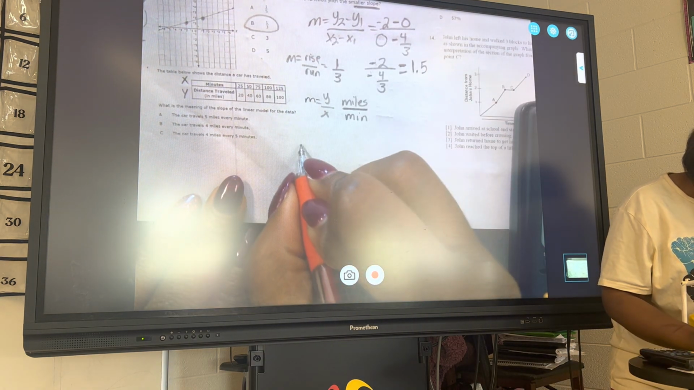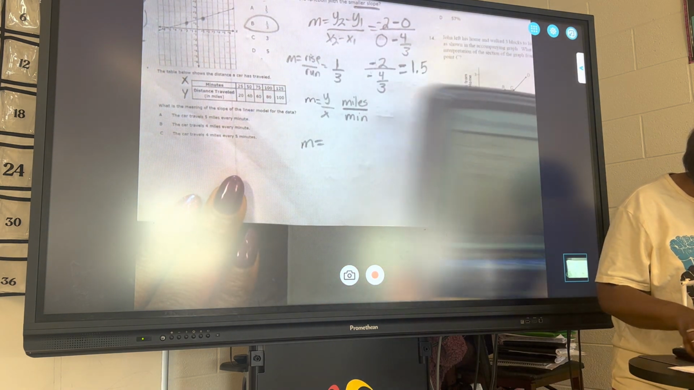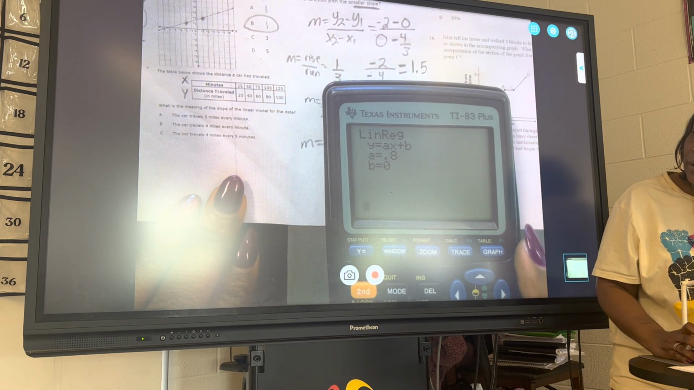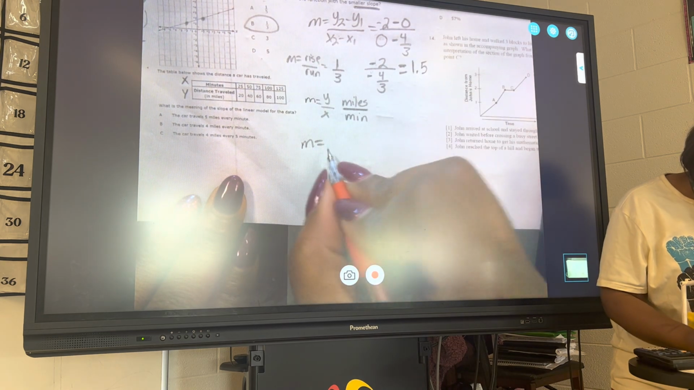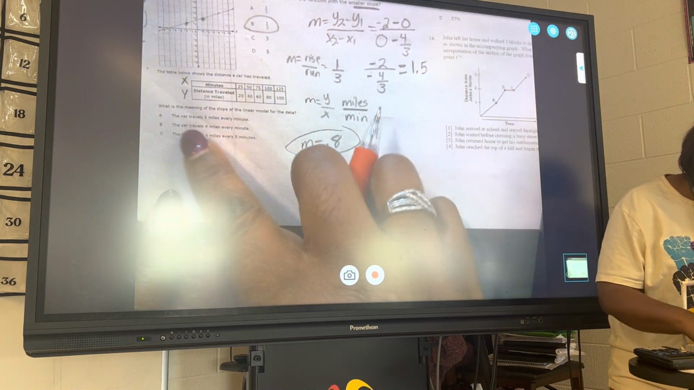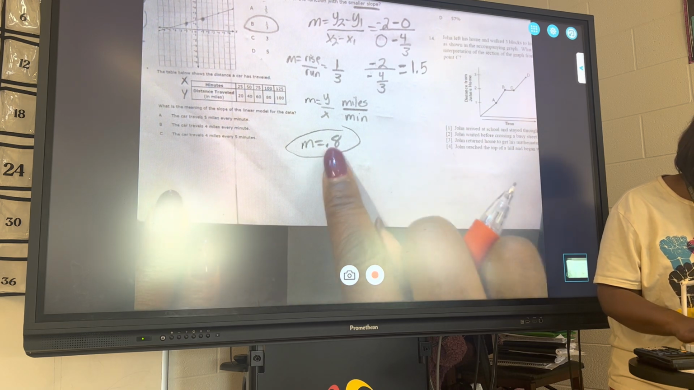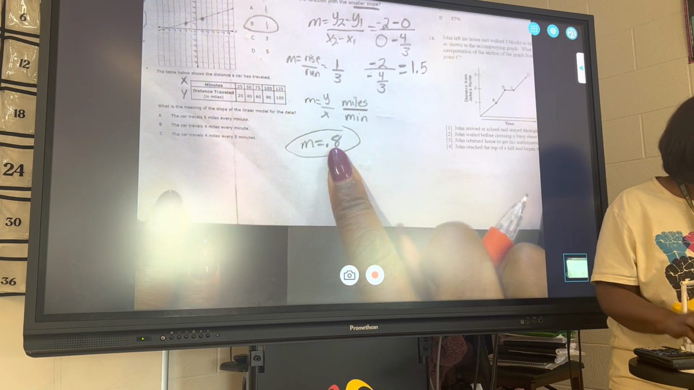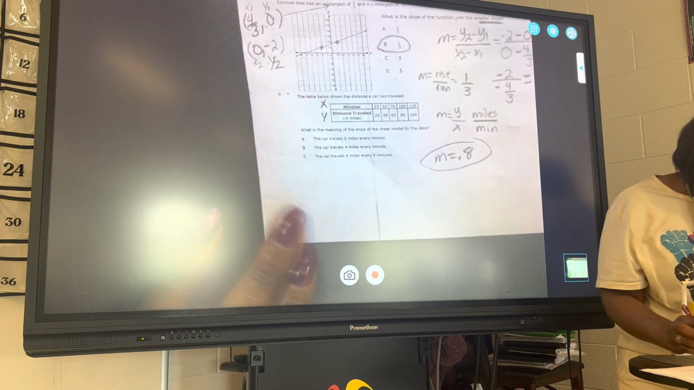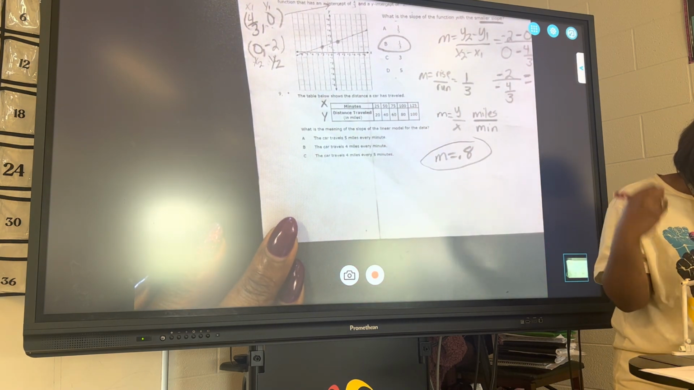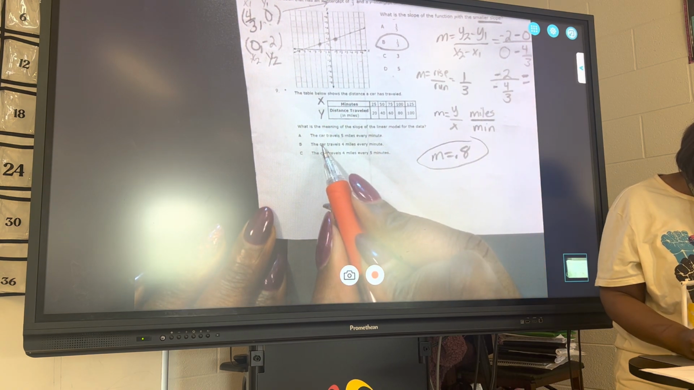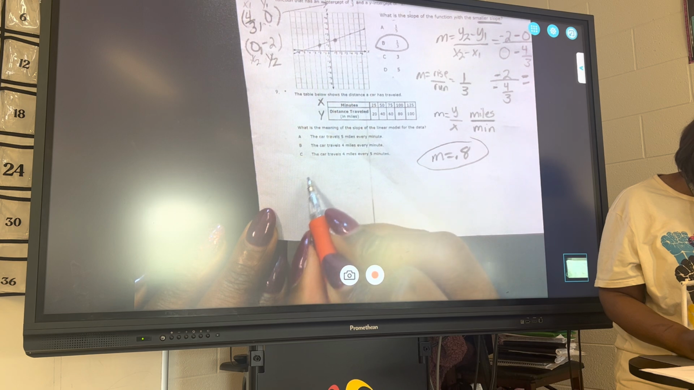So then my M here, which one of these numbers is my M? A, which is what number? 0.8. So this is my M. Now I have to decide which one of these would be equivalent to 0.8. Does that make sense? So let's do it. Remember, Y is on the top, X is on the bottom. Y is the miles, X is the minutes. So this one right here, what will go on top for A, what will go on the bottom?